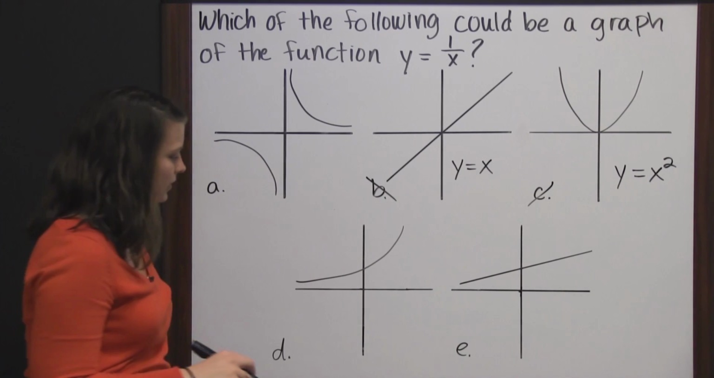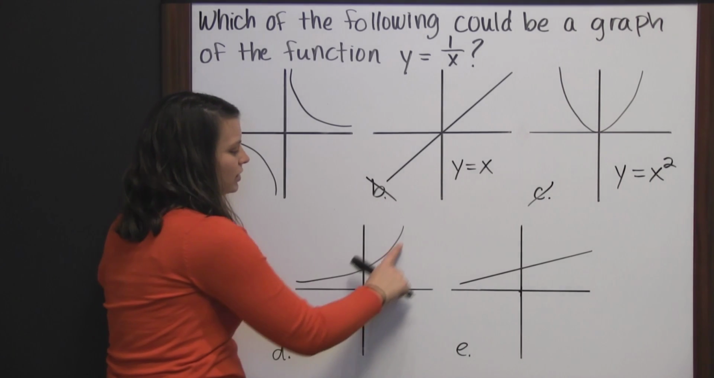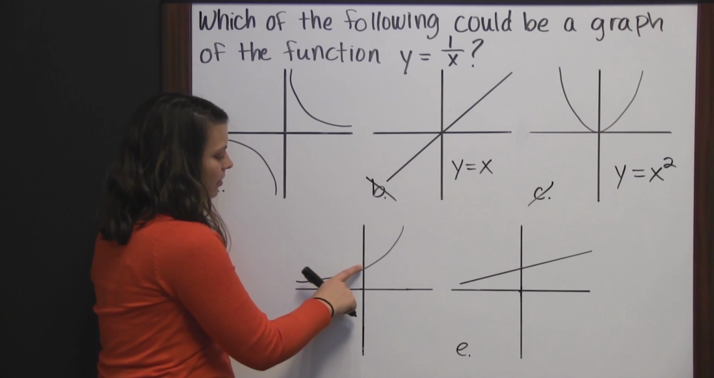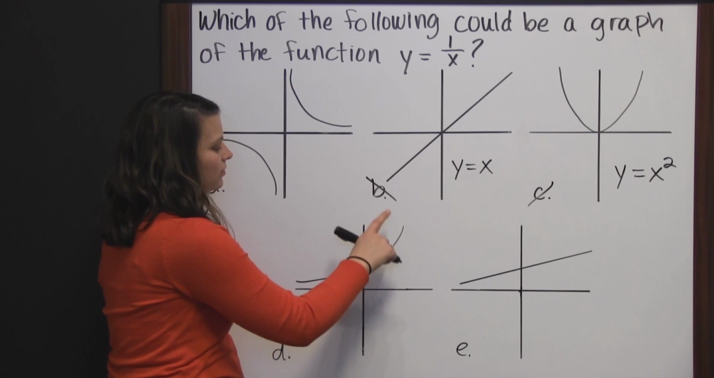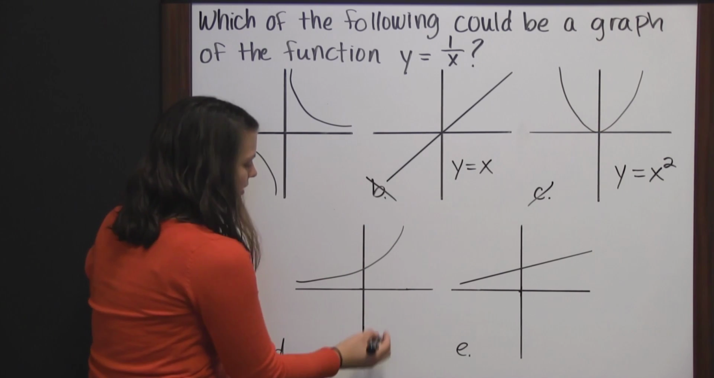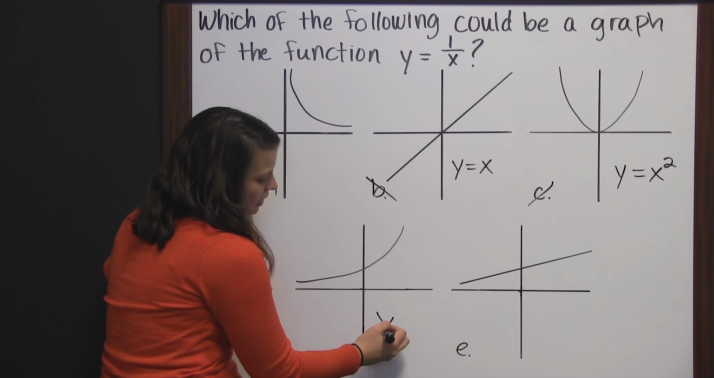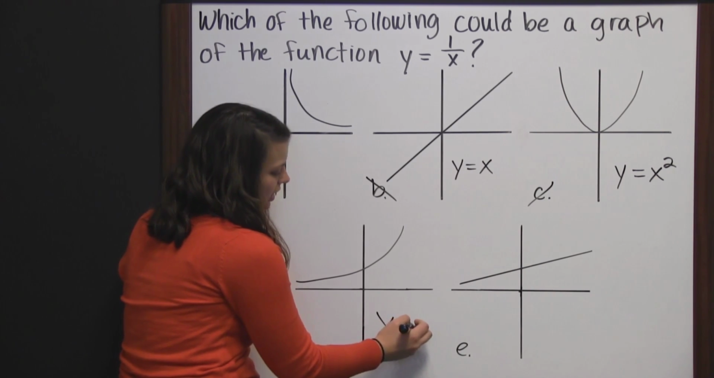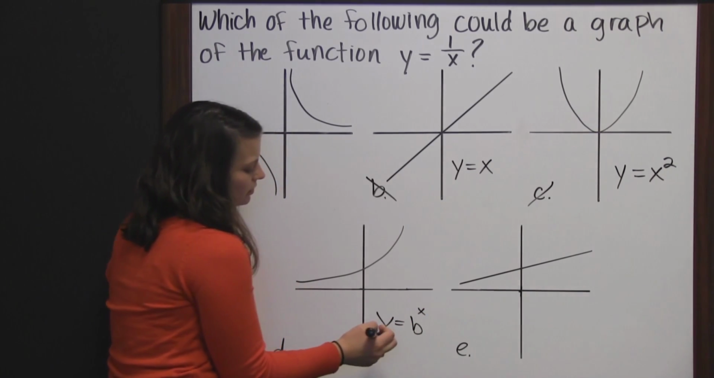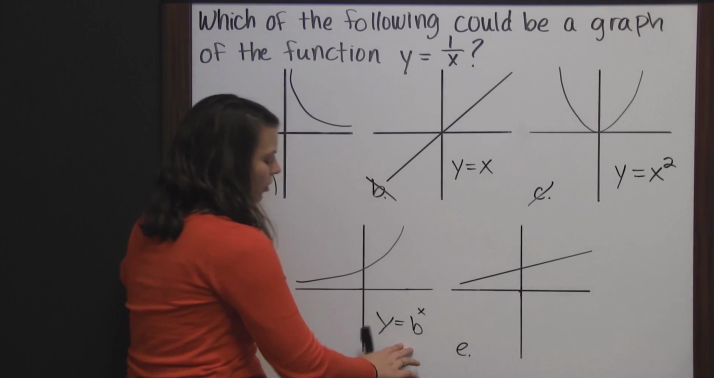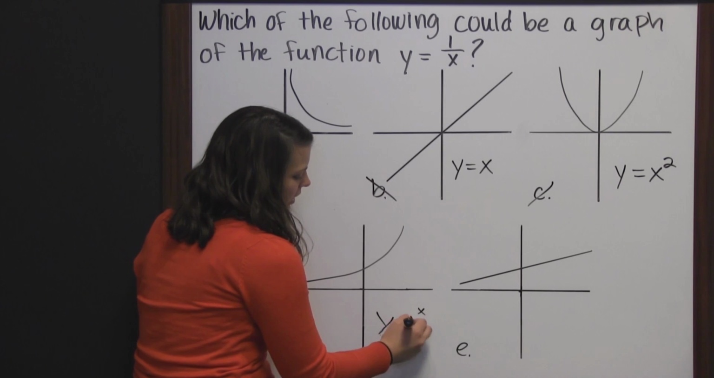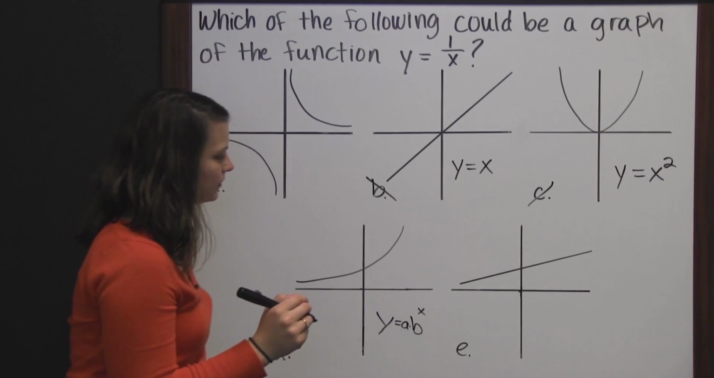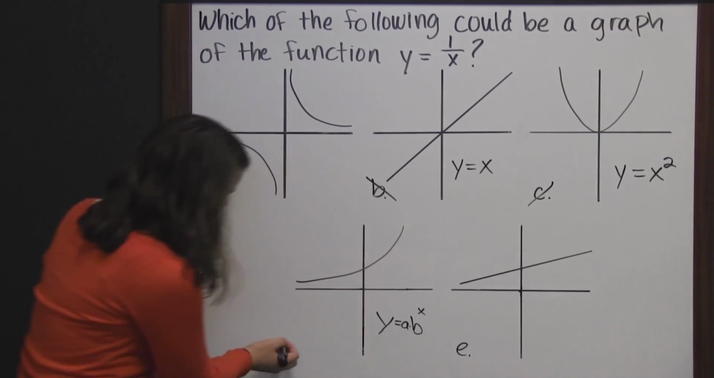On D, this is what an exponential function looks like. It starts out increasing slowly, but then it begins increasing faster. And that parent function is y equals a number to the x value, or b to the x. That's not the parent function, that's just the form. And it's actually y equals a times b to the x. But again, not a rational function. So we can eliminate D.